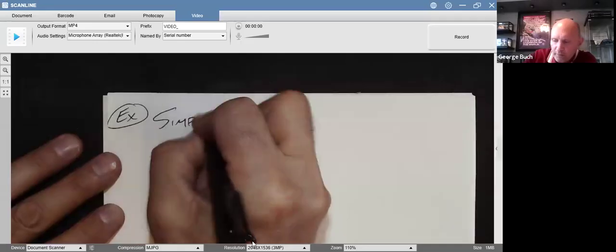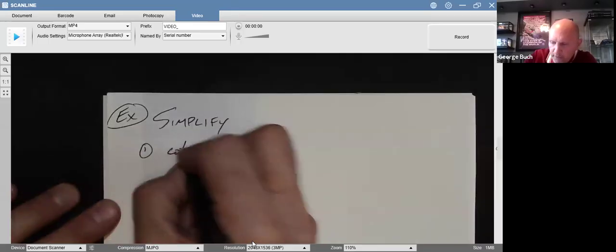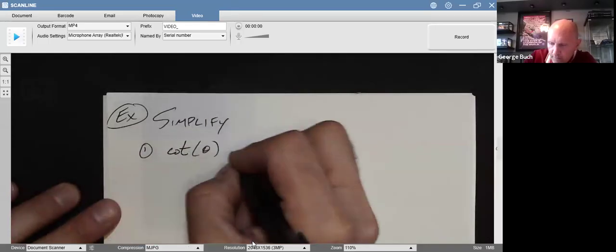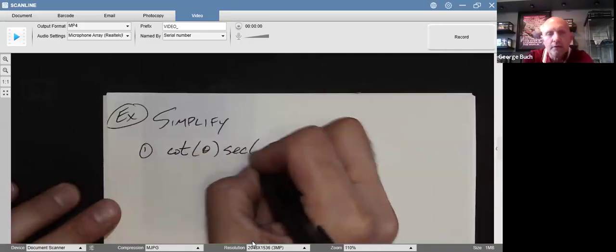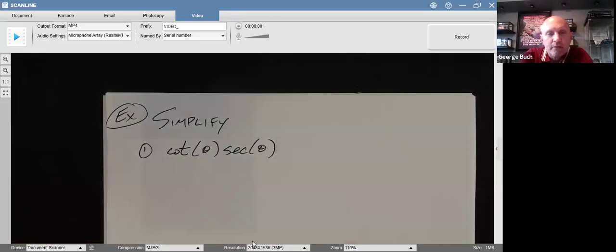So we want to simplify these. The first one is cotangent of theta times secant of theta. So we look at our sheet, right? We have three different types. What type is this? Well, this is the first type. One term with not all sine and cosine. So we need to convert these to all sine and cosine.